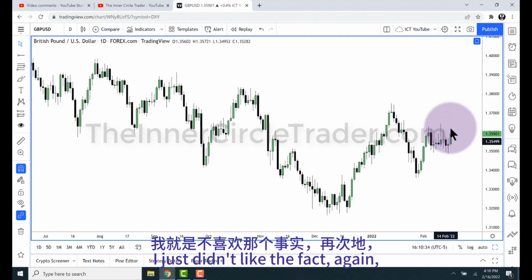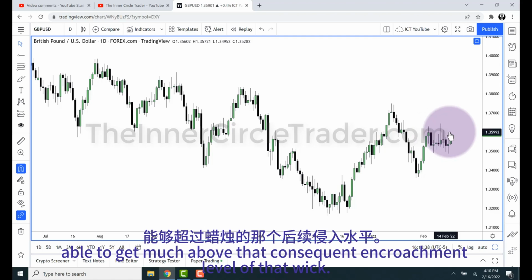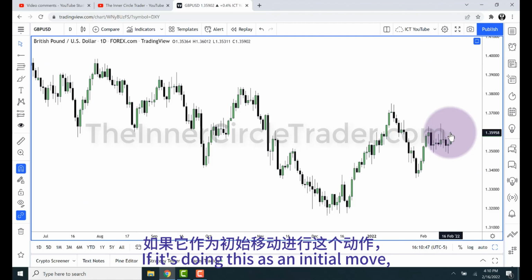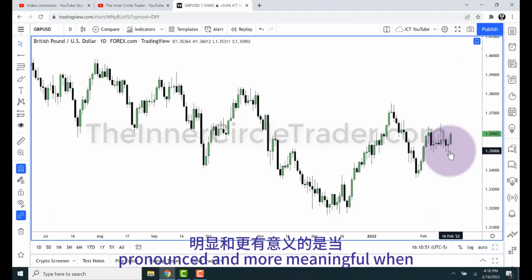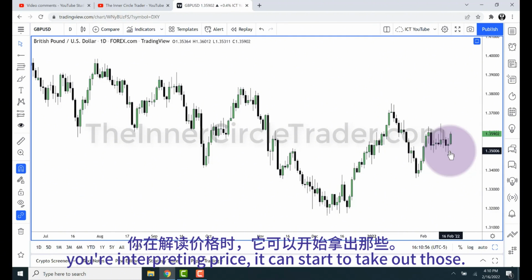I like that. I just didn't like the fact, again, for completeness' sake, that we weren't able to get much above that consequent encroachment level of that wick. Remember, that's like a gap, and it can go there and stop. I don't like that if it's doing this as an initial move. It's more convincing, much more pronounced, and more meaningful when you're interpreting price if it can start to take out those.